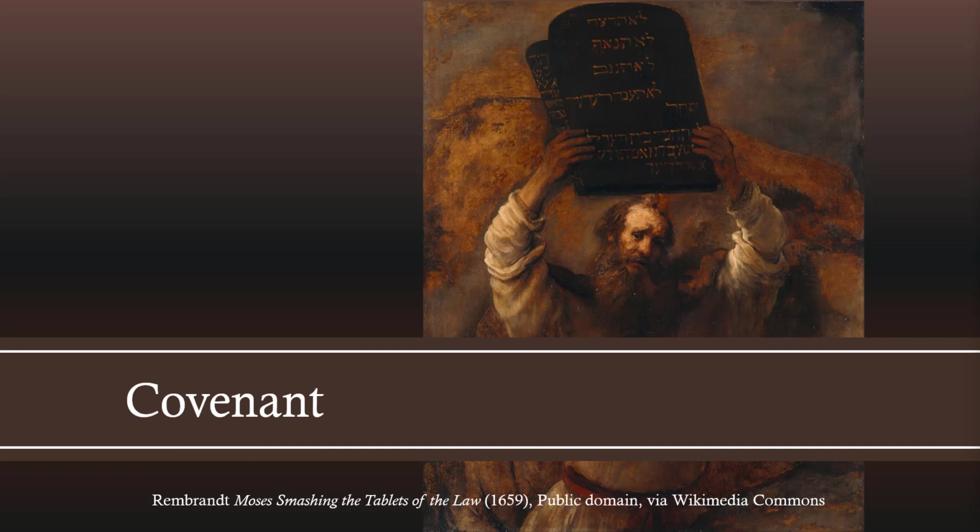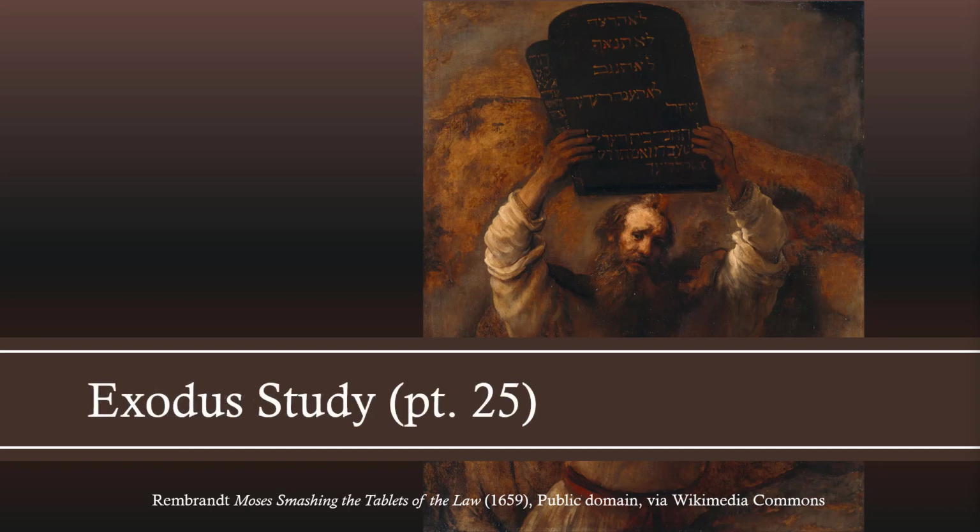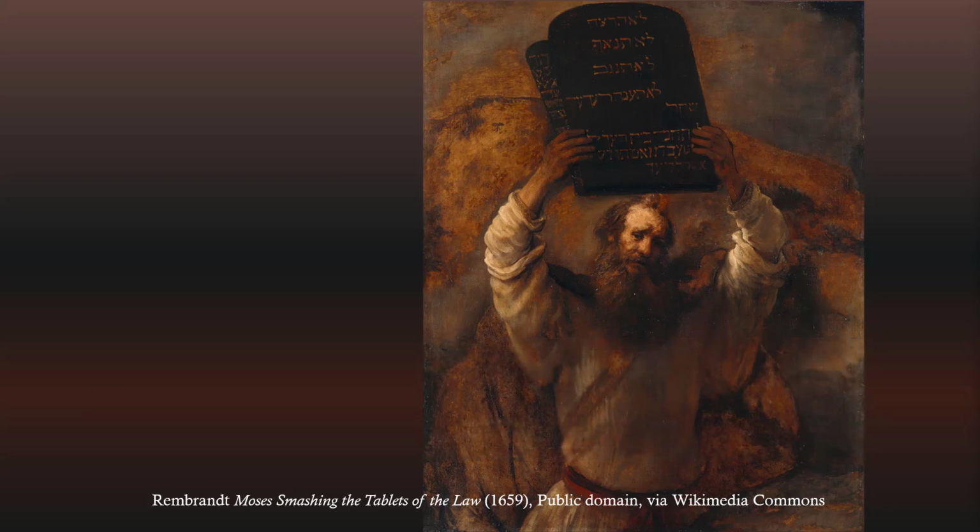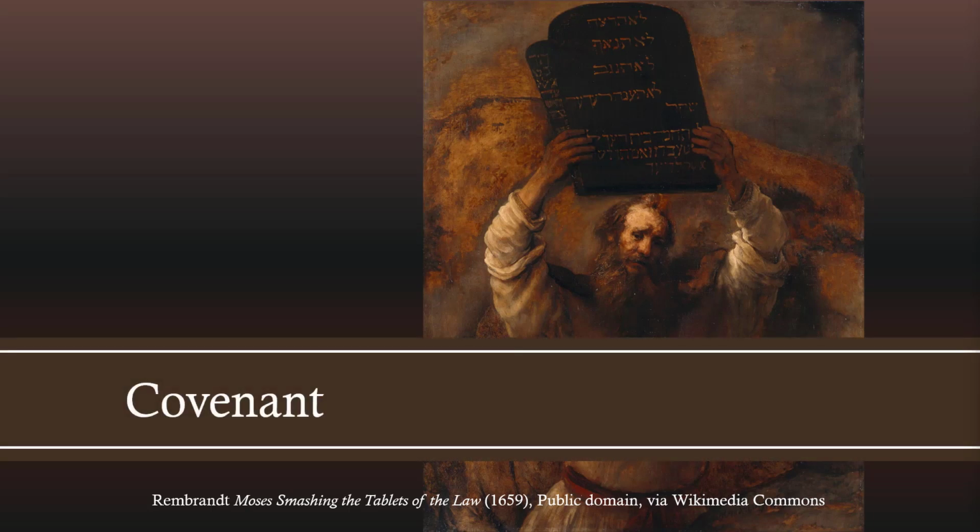This is going to be our 25th lesson in the book of Exodus. The painting in the background is Rembrandt's Moses Smashing the Stone Tablets from 1659. That will represent the tablets of the covenant law. Again, the main idea is, what is covenant? God is a God who covenants, or wants to covenant with us.